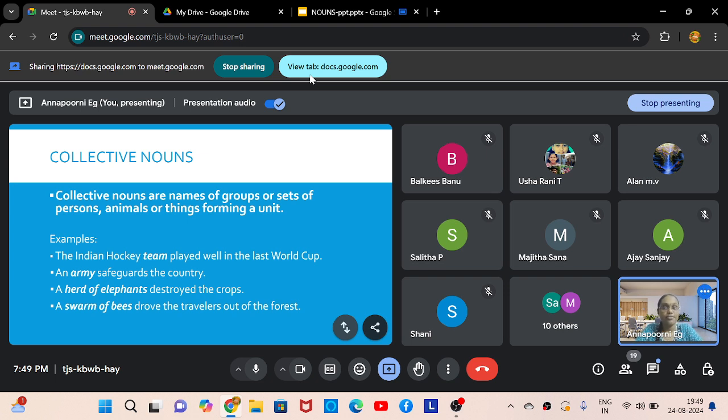Next is a herd of elephants destroyed the crops. Group of elephants is called a herd. Also group of goats or sheep. Group of sheep is also called a herd. Group of elephants is also a herd.